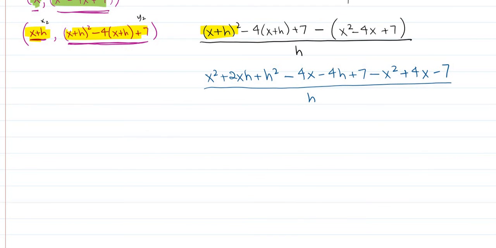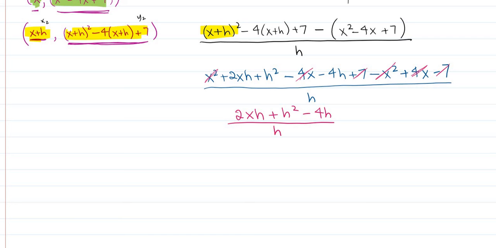Okay, so now we're going to go through our numerator and find all of the like terms and combine them as best we can. Let's use a different color. So here's an x squared minus x squared, so those cancel out. Here's a minus 4x and a positive 4x, so those cancel out. Here's a plus 7 and a minus 7, so those cancel out. And it looks like all that's left in the numerator is 2xh plus h squared minus 4h, and it's all still over h.